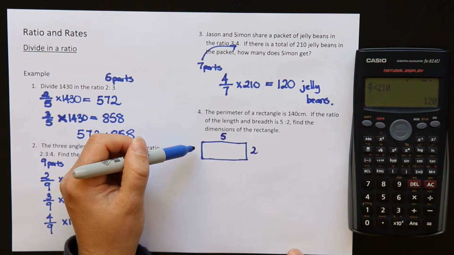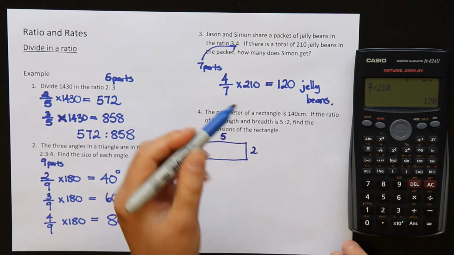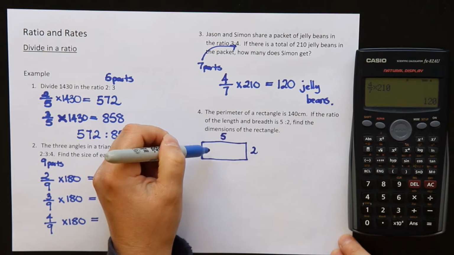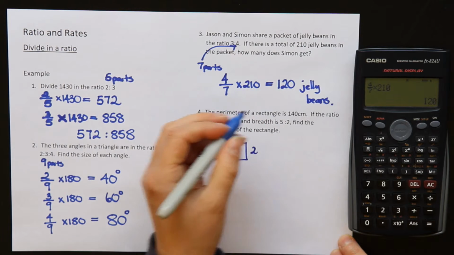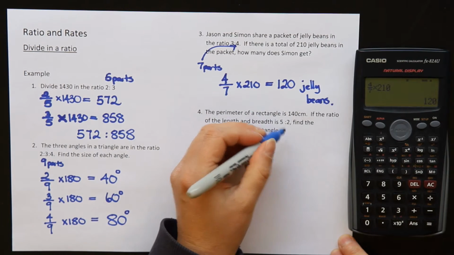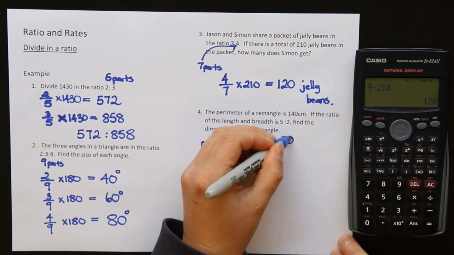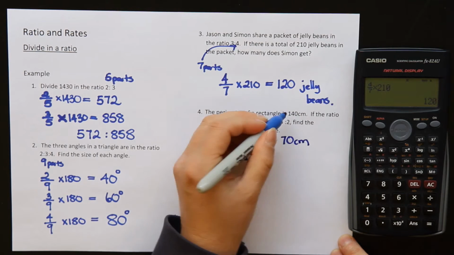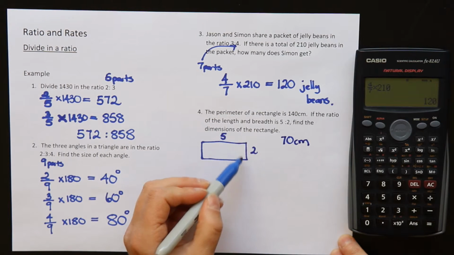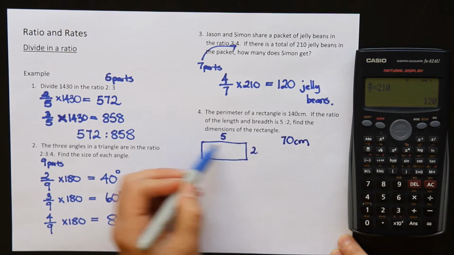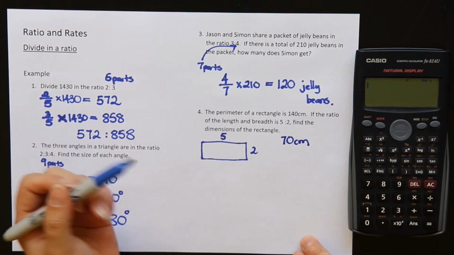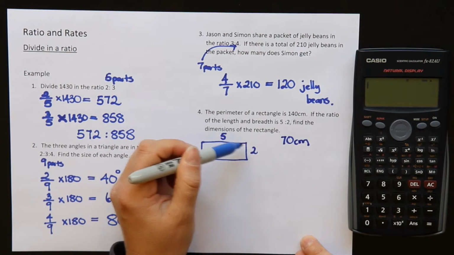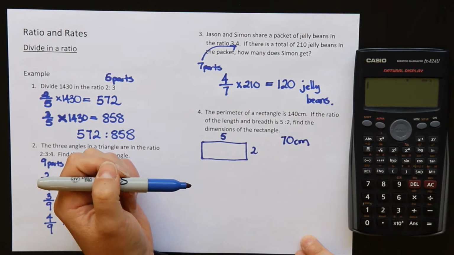So what I could do is, instead of the perimeter being the whole 140 being the whole thing, I should just say, well, I'm going to divide by 70 centimeters, which is half, so that I only have to focus on having one length and one breadth. Okay, that makes it a little bit easier, doesn't it? I don't want 2 lengths and 2 breadths, that makes it too complicated. 1 length and 1 breadth would be equal to 70 centimeters.